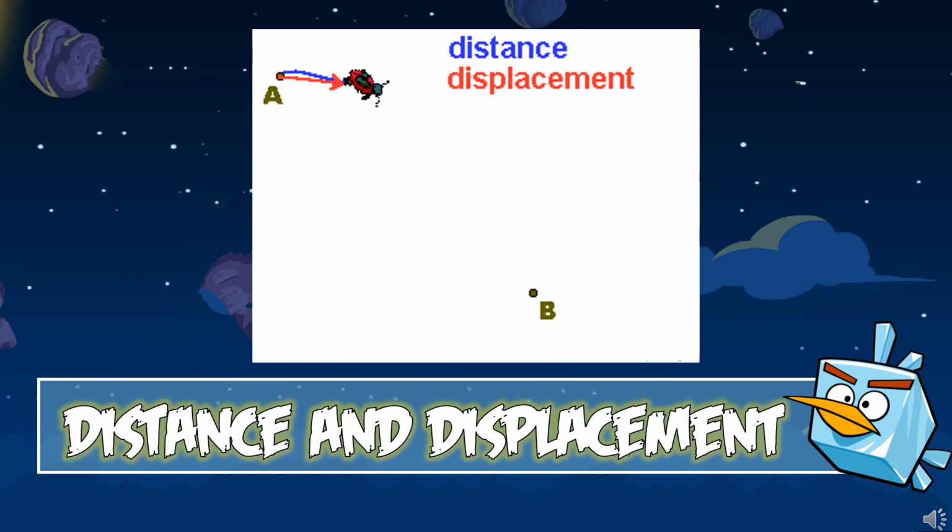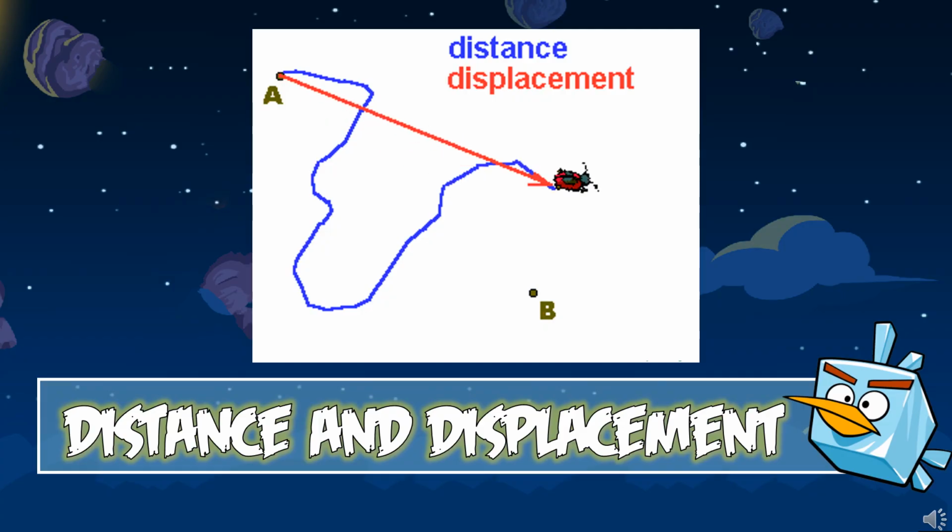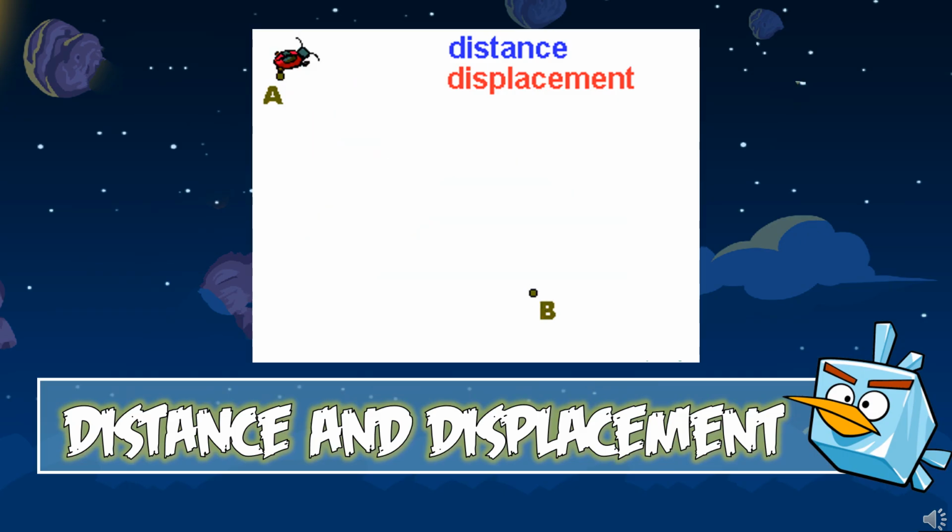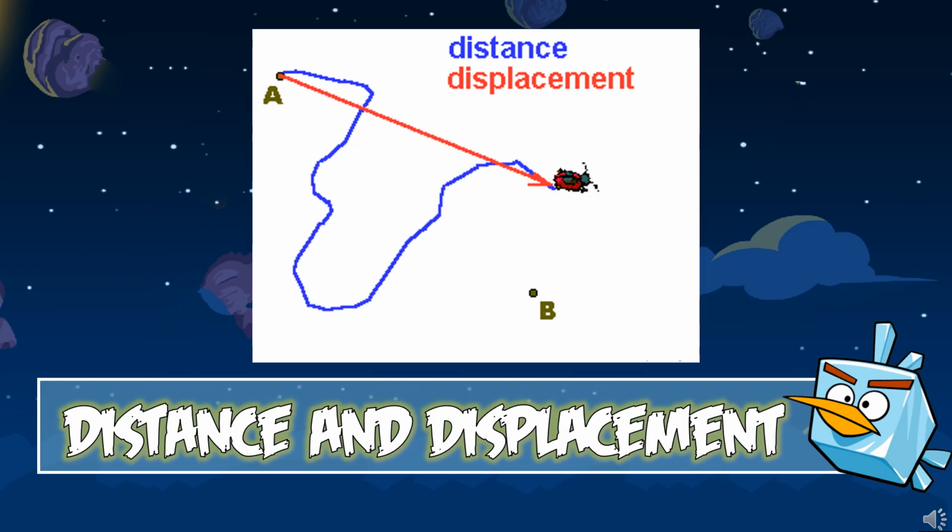Next is distance and displacement. Distance is a scalar quantity that describes how far an object moves, while displacement is a vector quantity that describes the overall change in an object's position. Distance is the total length an object travels, while displacement is the shortest length between an object's initial and final positions.